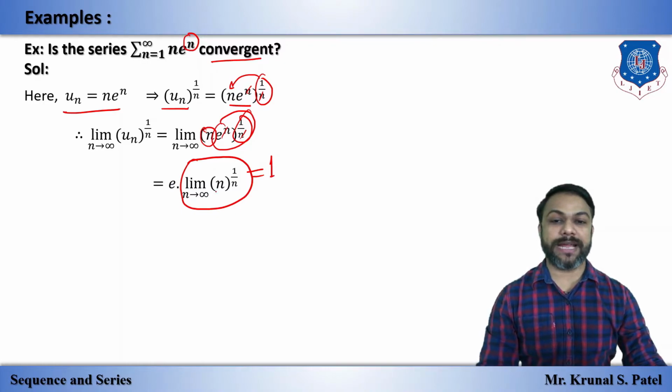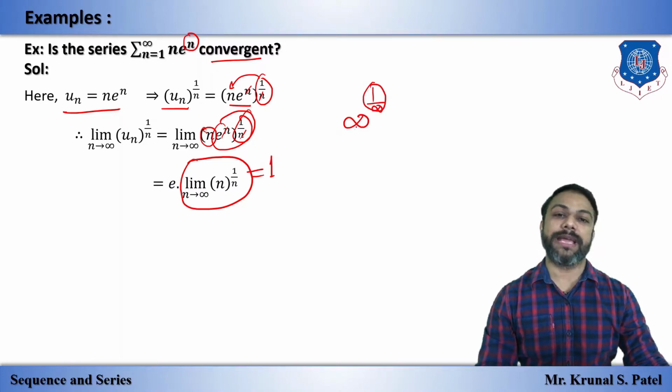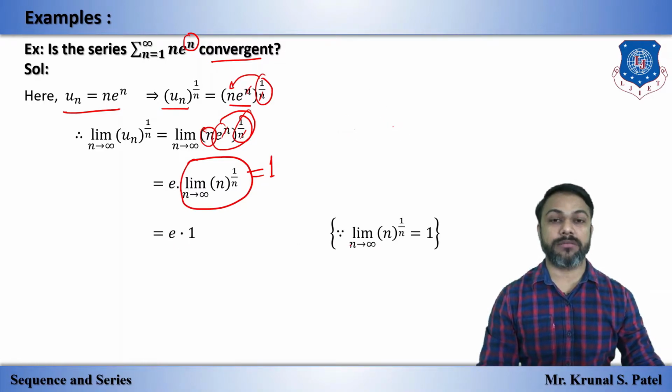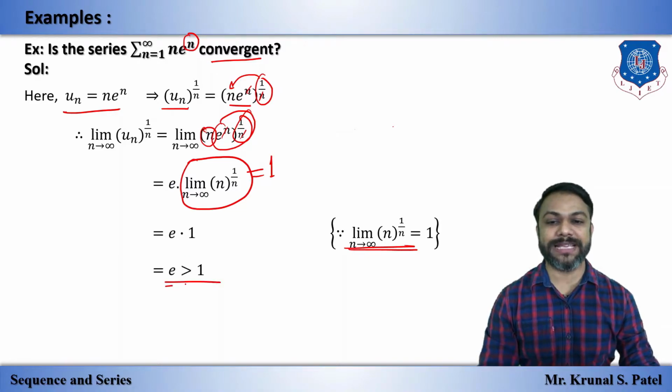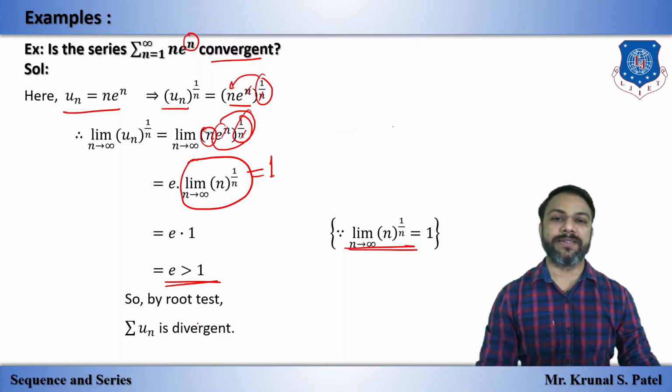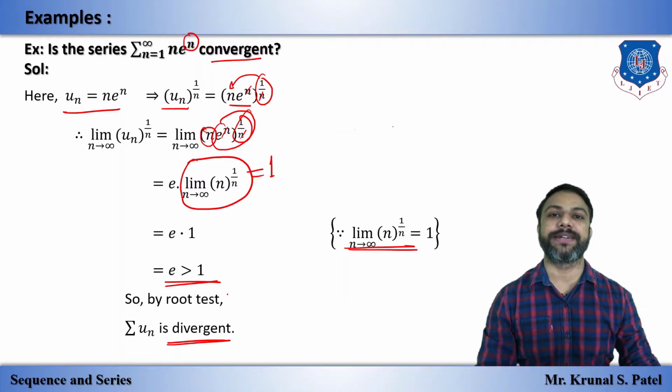Why? Because n tends to infinity, that means infinity raised to 1 by infinity, this is infinity raised to 0. Anything raised to 0 is 1. Okay. So e into 1, we know the standard limit. So e into 1, and this e is greater than 1. So by root test, the given series is divergent.